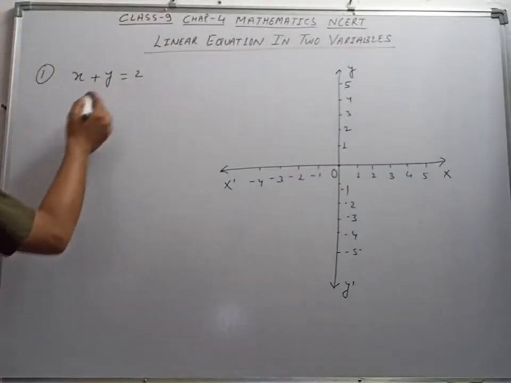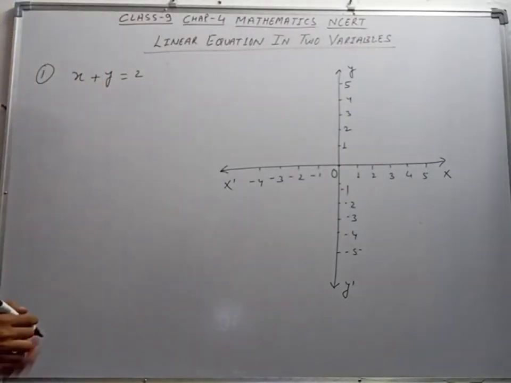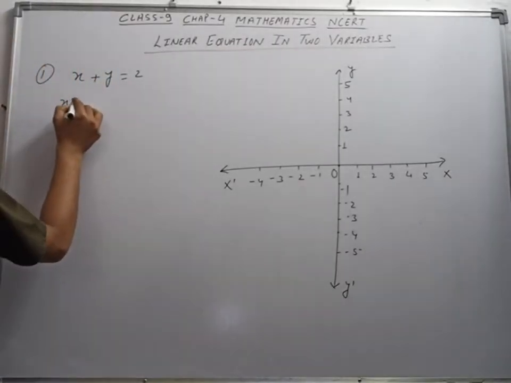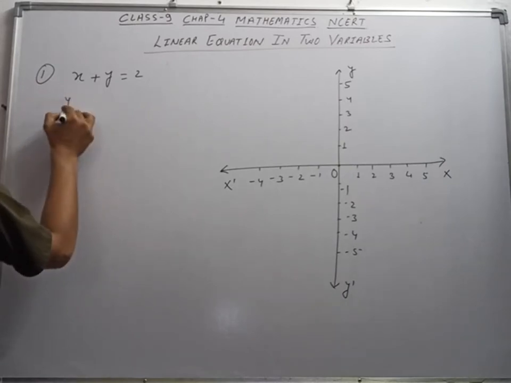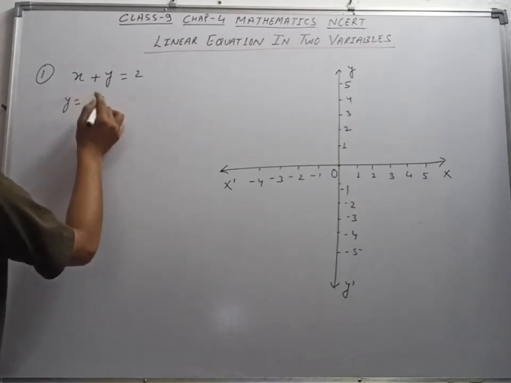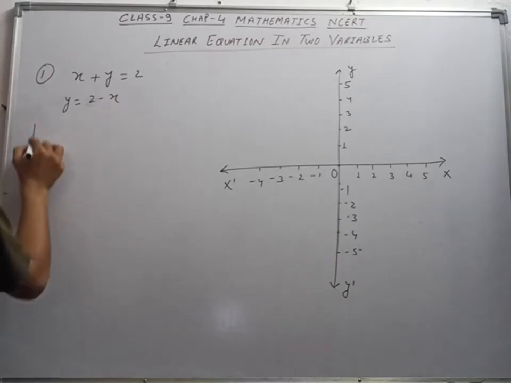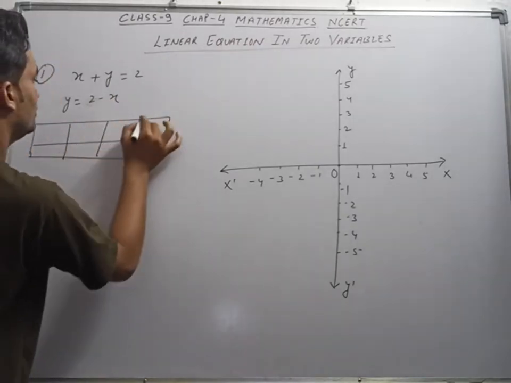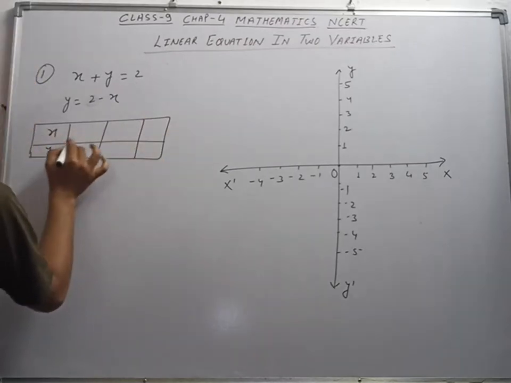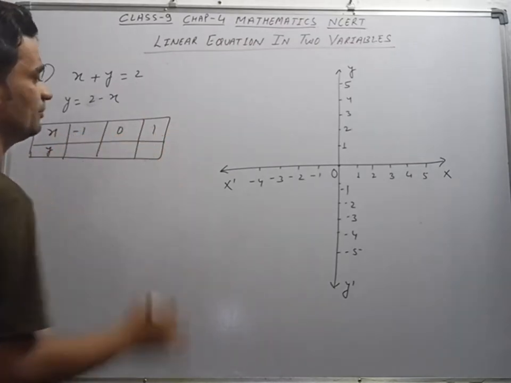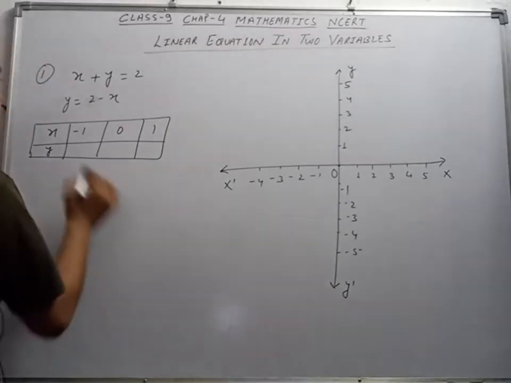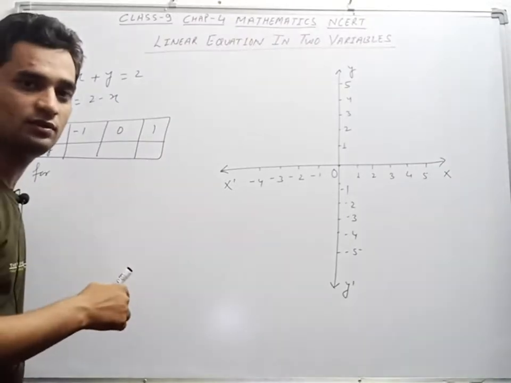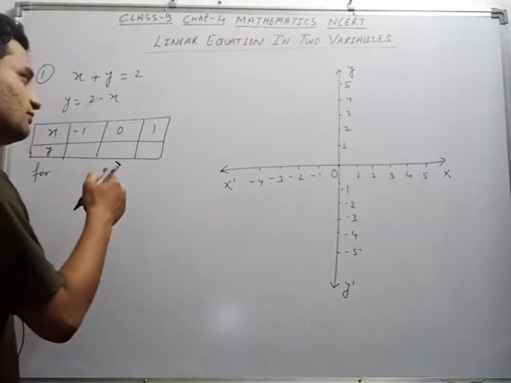So now we'll find some values for plotting the graph for this equation. So now y is equal to 2 minus x. Now again make one box, and at least for making one line you need 2 points. Here I am not going to take so many values, minus 1, 0 and 1 I am taking. We have done this already, now we only find out the solution.